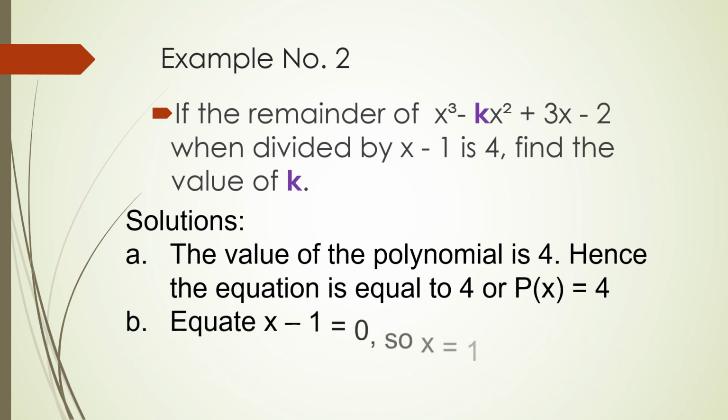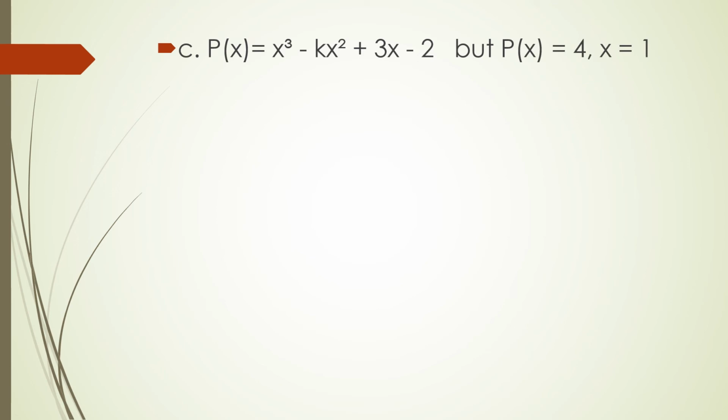Next, equate x minus 1 equals 0. So, x is equal to 1. So, take note that the divisor is x minus 1. Next, if p of x is equal to x cubed minus k x squared plus 3x minus 2. So, therefore, remember that p of x is equal to 4.